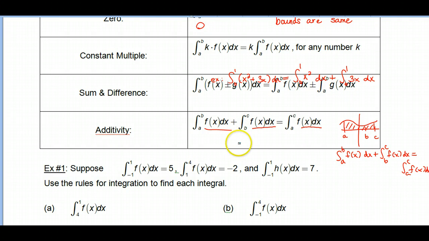In the one above, these are different functions, so you can distribute it. But you can't use this rule with two different functions. It has to be the same function over the whole thing. It just means that you can either take two smaller parts and make it equal to the big one, or let's say you have a big one from A to C, you can break it up into two parts.